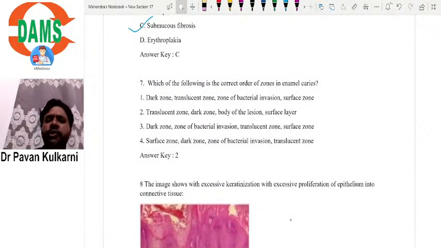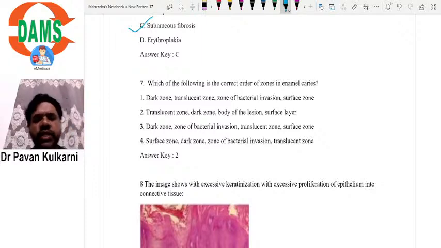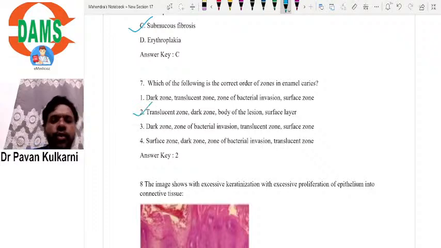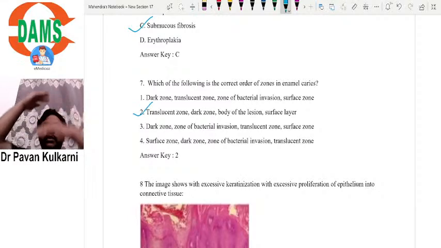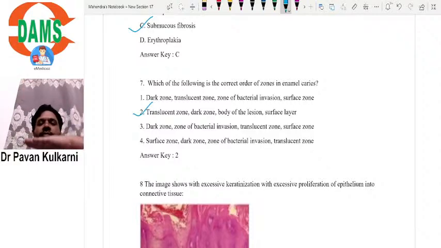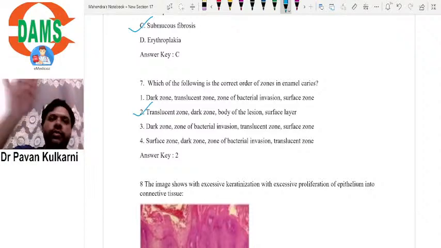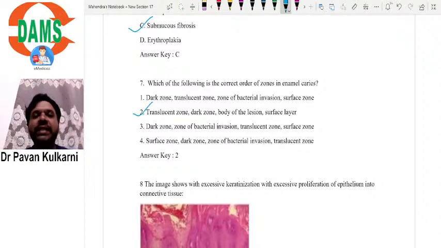This is a straightforward question. There is nothing to discuss in this question. In enamel caries, which is the correct order? If you go from the deep to the surface area, the most common pattern that you see is: translucent zone, above that the dark zone, then the body of the lesion, then the surface area. So from the dentine, first will be translucent, above that I'll get the dark zone, above that the body of the lesion, and at the top, near the oral surface, I'll get the surface layer.